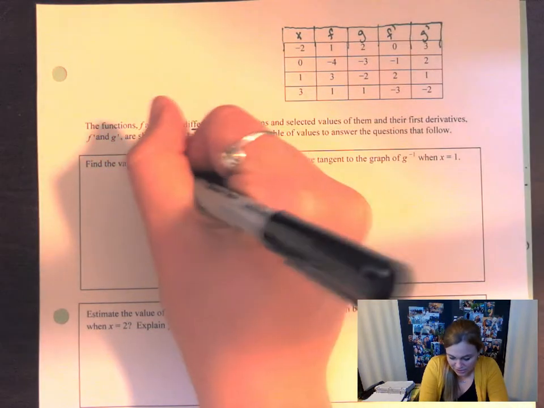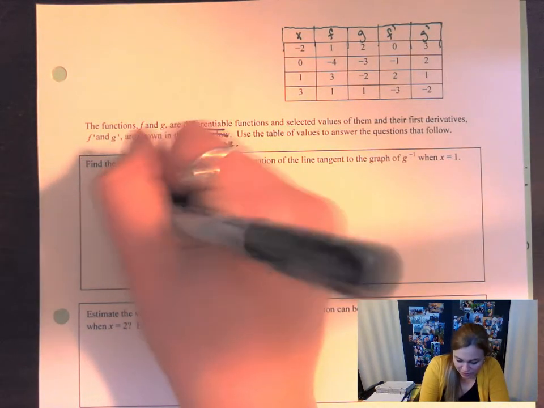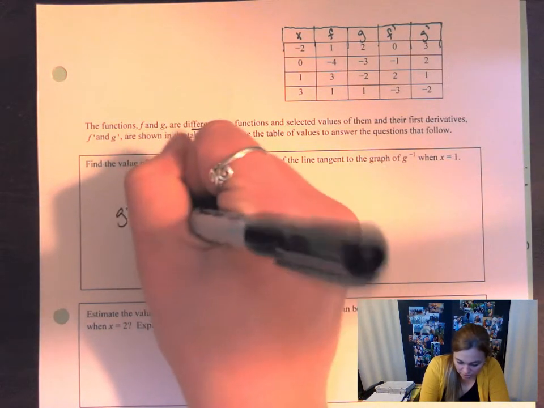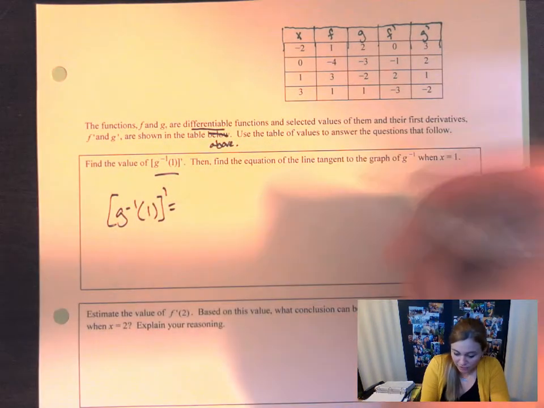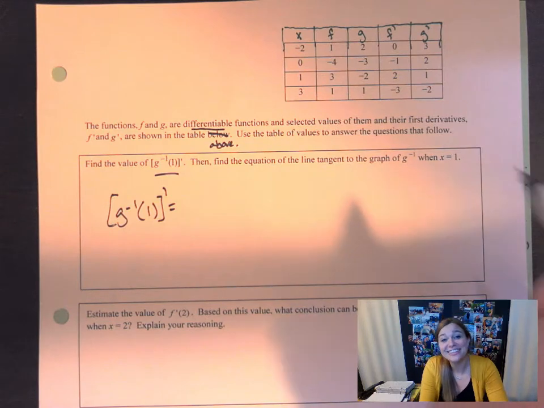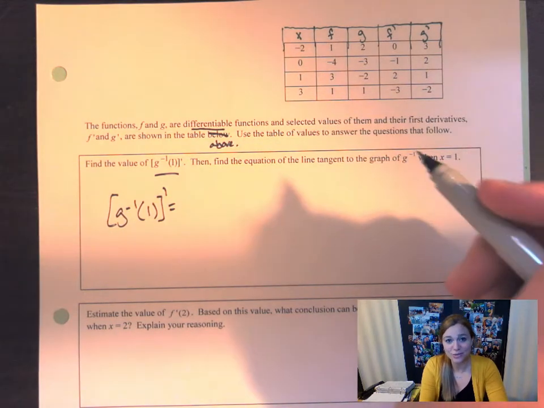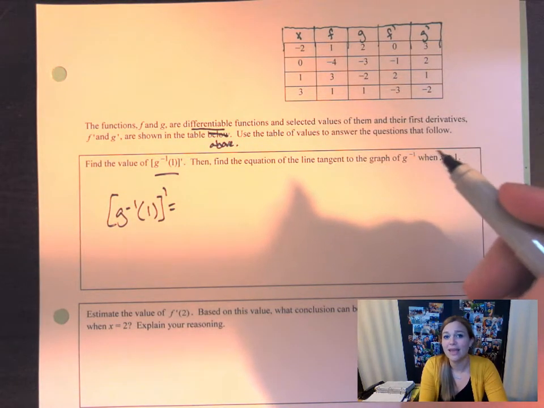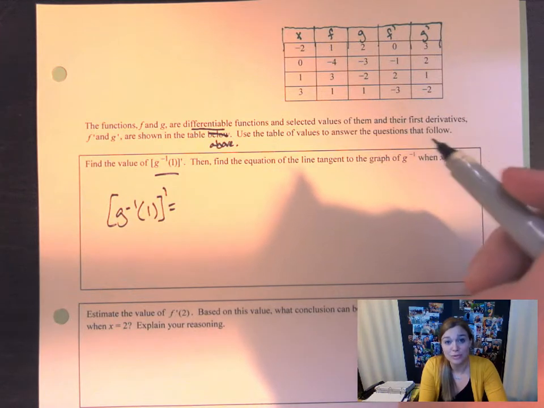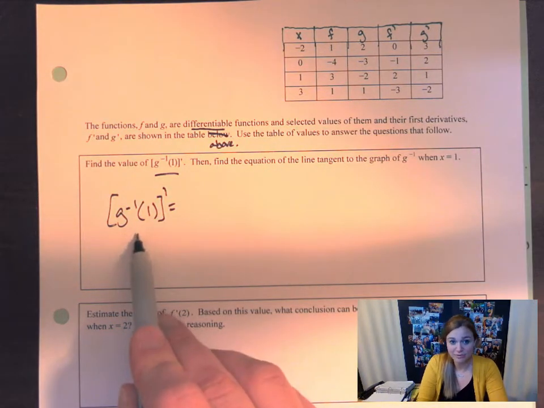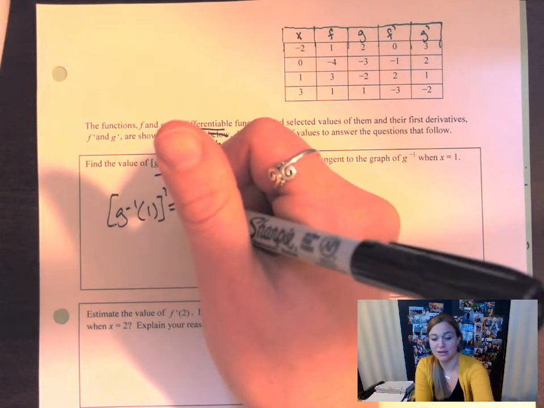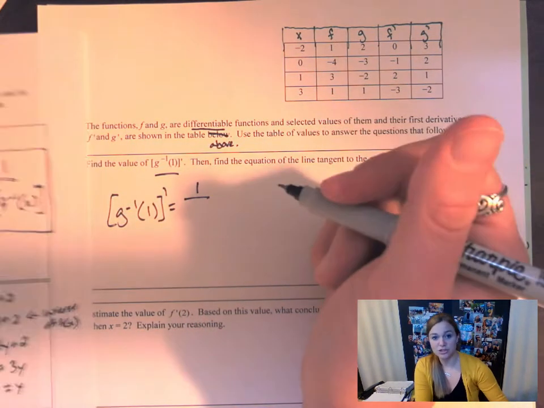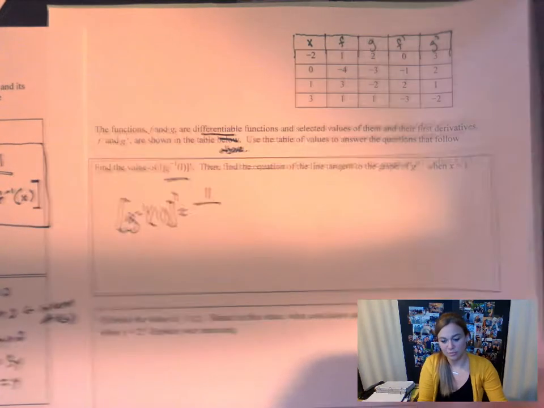Okay, so this one says G inverse of 1, but I'm taking the derivative. So I want the derivative. Find the equation of the tangent line. Oh, that's so fun. It's like coming back to an old friend. So what are the two things that we need? A slope and a point. Slope of the tangent, also known as derivative. That's what I'm finding. So this would be 1 over, and again, you're using this rule from the first page. If I move it this way.